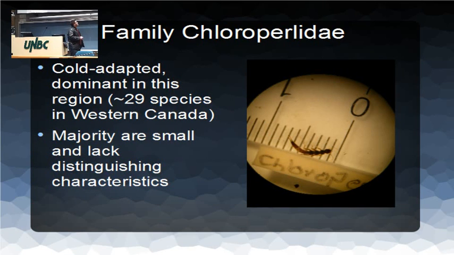So yeah, family Plecopteran I was really interested in. They're cold adapted, so obviously they're dominant in this region. And this actually makes it really hard for us to try and key them out because, like I mentioned, they're these tiny little guys. They lack distinguishing characteristics, and when you're going through a key, there's 29 different species to choose from.